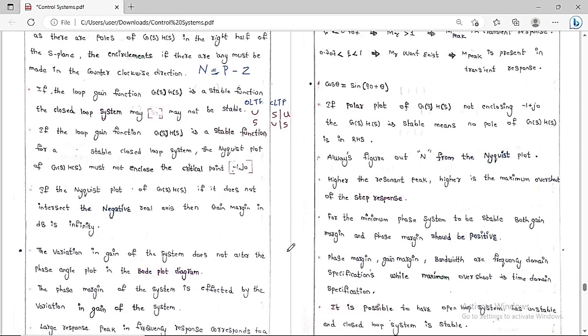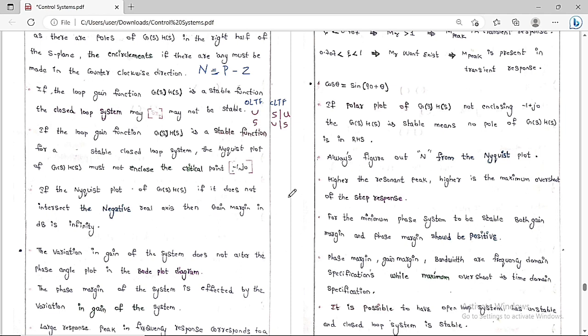The next point is, if the loop gain function G(s)H(s) is a stable function, then for a stable closed loop system, the Nyquist plot of G(s)H(s) must not enclose the critical point -1, j0. Listen carefully. What is the meaning of a stable open loop transfer function? There are no open loop poles in the right half of the S-plane. So P is equal to 0.